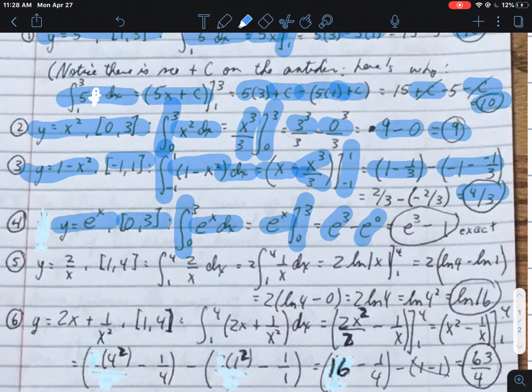So as usual, MyMathLab, watch your question. If they want the exact value, that's the exact value. If we want to approximate it, then we could plug that into the calculator and approximate it to however many decimal places we wanted.